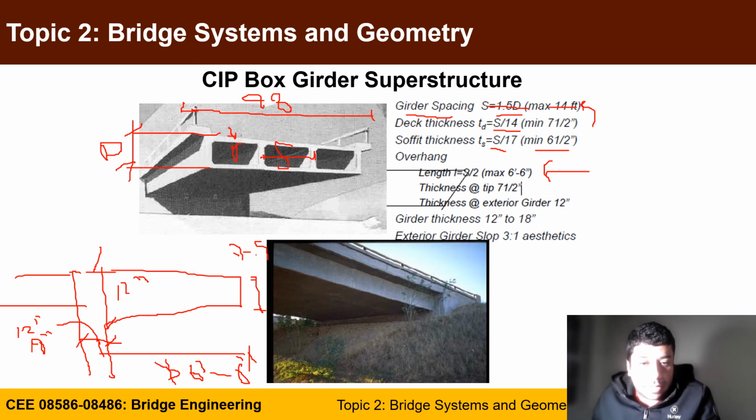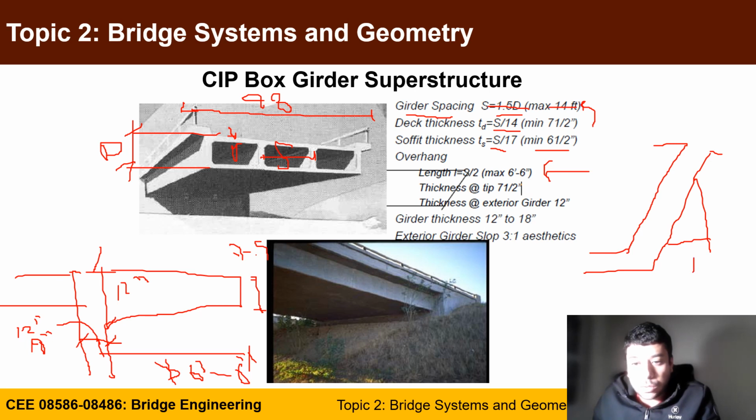Also, remember that to make it look and appear better, sometimes the exterior girders are made on a slope. So you will have the first girder on a slope, and the slope is preferably 1 horizontal to 3 vertical.